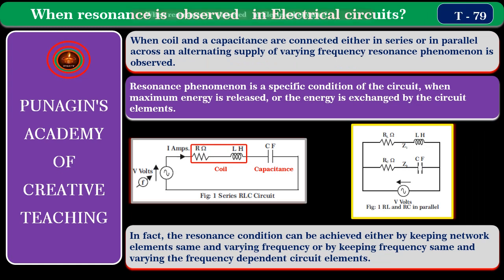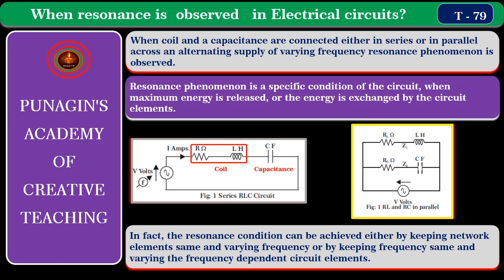Next, we shall see when resonance is observed in electrical networks. Friends, when a coil and capacitance are connected either in series or in parallel across an alternating supply of varying frequency, the resonance phenomenon is observed. Resonance is a specific condition of the circuit when maximum energy is released or exchanged by the circuit elements.